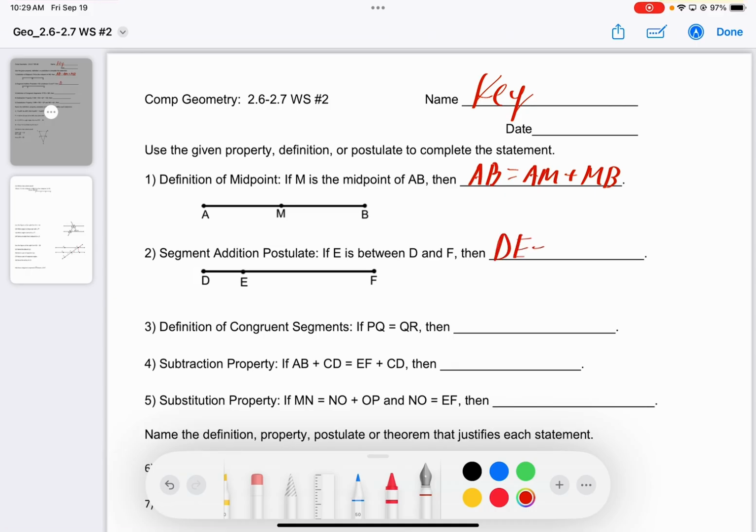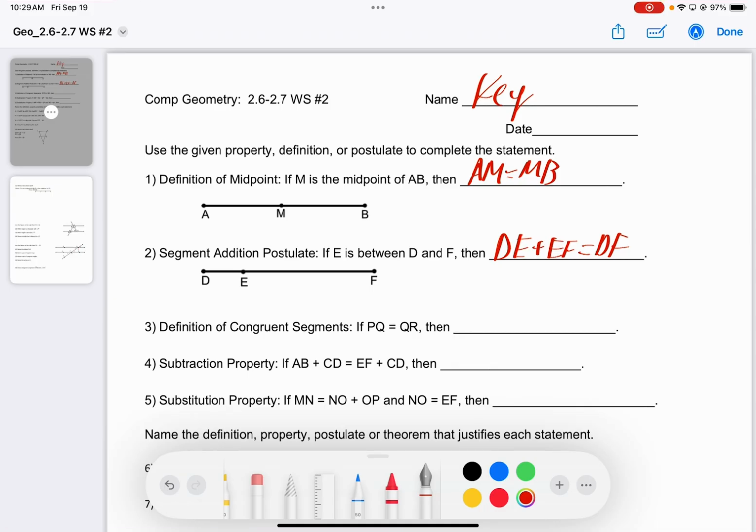DE plus EF equals DF. Good. Also for number 1, could you also say AM equals MB? Yeah, I don't know why I did that, actually. Let's try that again. For number 1, it shouldn't say this at all. It should just say AM equals MB. Thanks, Angeline, for correcting that. I appreciate you doing that.